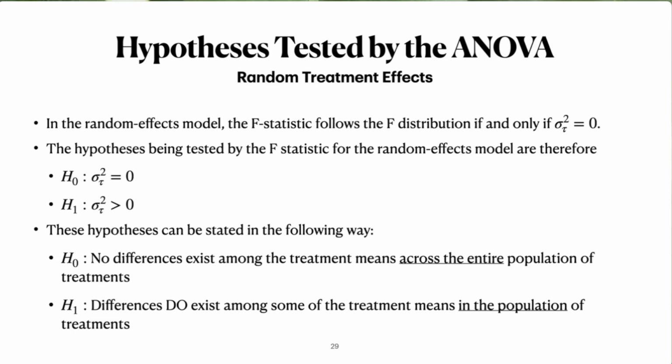If sigma squared sub tau is equal to 0, then there's no variability among all the treatments across the entire population. So that's why we can express that hypothesis in this way. The null hypothesis is that there are no differences among the treatment means across the entire population of treatments, against the alternative hypothesis that sigma squared sub tau is greater than 0, and that is equivalent to saying in words that differences do in fact exist among at least some of the treatment means in the population of treatments.